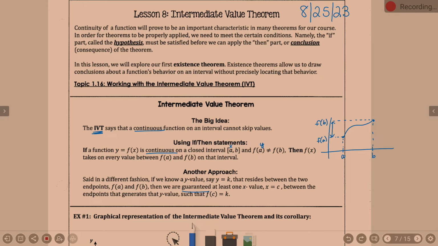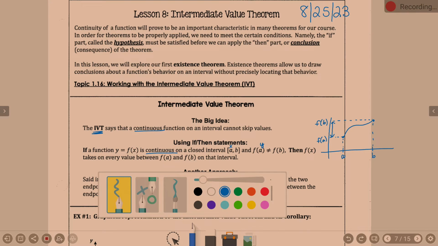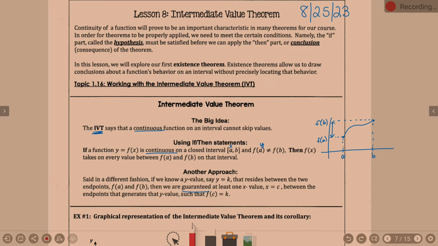If we know a y value, say y equals k, that resides between f of a and f of b. I should have made this graph a little bit bigger, but that's all right. So, we're going to say k resides between f of a and f of b. Okay, so I'm trying to break this down. If we know a y value, say y equals k, that resides between the endpoints f of a and f of b, then we are guaranteed at least one x value, which they're calling c, between endpoints.